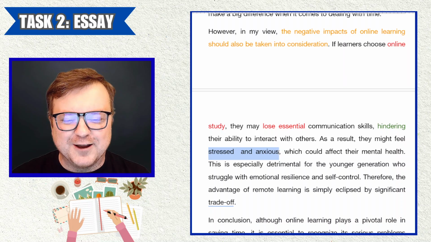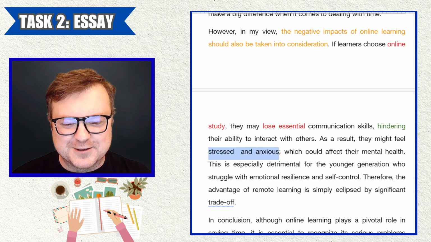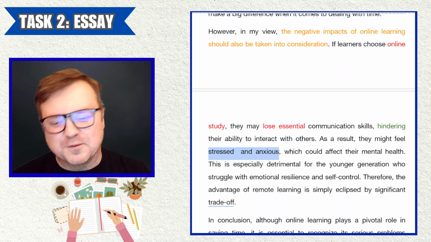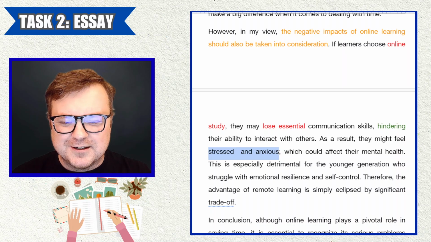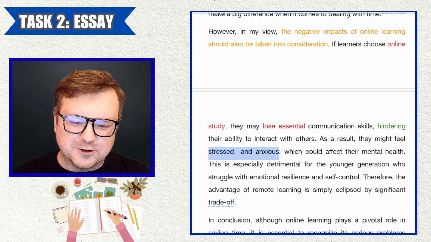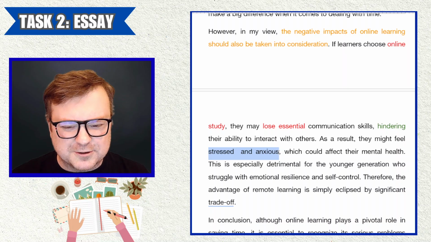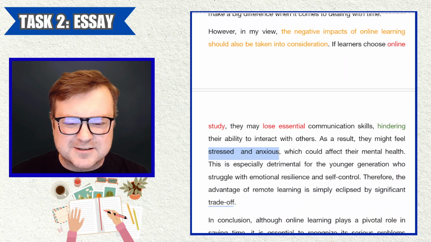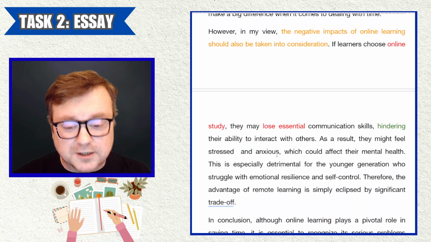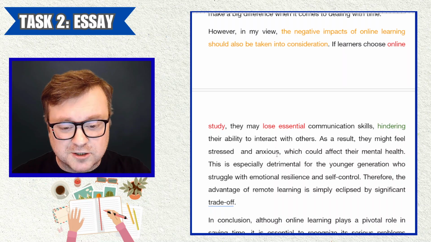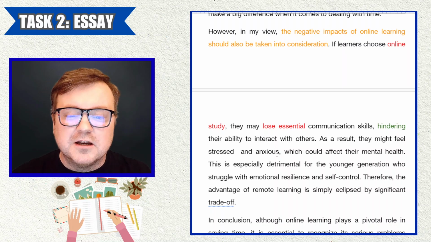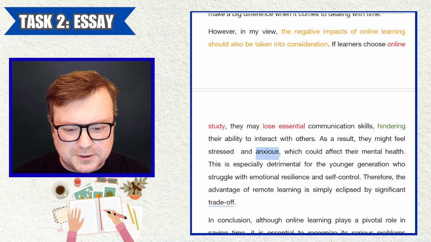If you study online, you'll lose your essential communication skills. Then you won't be able to speak to other people, and then you're going to get stressed and anxious. That's not the downside of studying online, right? It's not a serious argument against studying online. I do think you could make the point that studying in person helps to develop your communication skills more. You could make that point. But I'm not going to repeat too much.